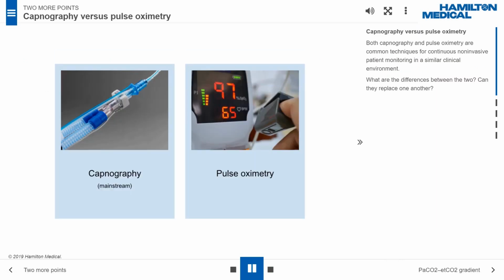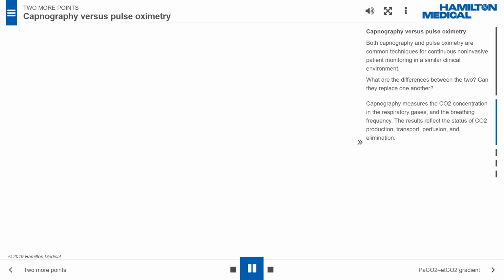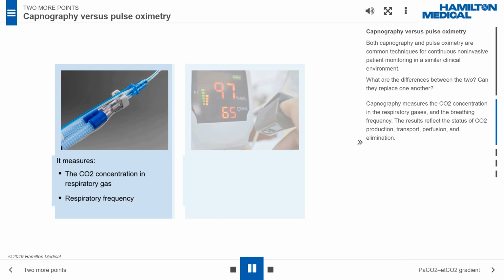Capnography versus pulse oximetry. Both capnography and pulse oximetry are common techniques for continuous non-invasive patient monitoring in a similar clinical environment. What are the differences between the two? Can they replace one another? Capnography measures the CO2 concentration in the respiratory gases and the breathing frequency. The results reflect the status of CO2 production, transport, perfusion, and elimination.